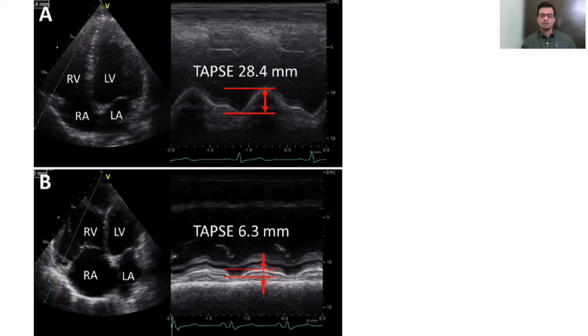Now, in various studies, the TAPSE has been proposed as an ideal echocardiographic marker of right ventricular dysfunction, and as a prognostic tool in patients with pulmonary embolism.